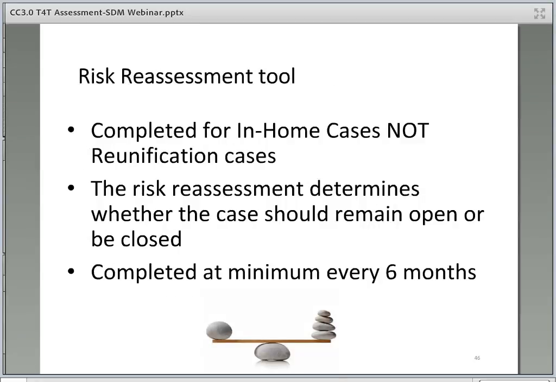The risk reassessment tool determines whether the case should remain open or be closed. For cases that will remain open, the reassessment includes updating the treatment plan based on current needs and strengths and sets new contact guideline levels. This tool should be completed a minimum of every 6 months for all in-home cases.